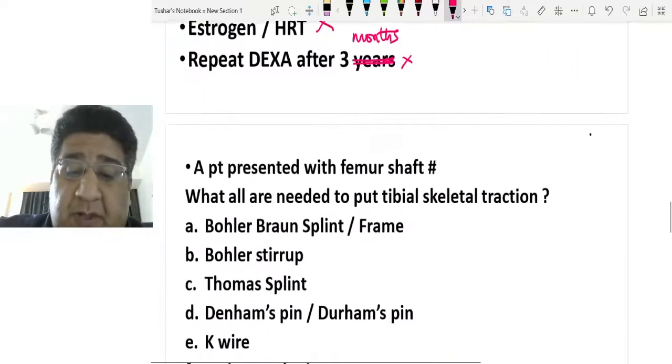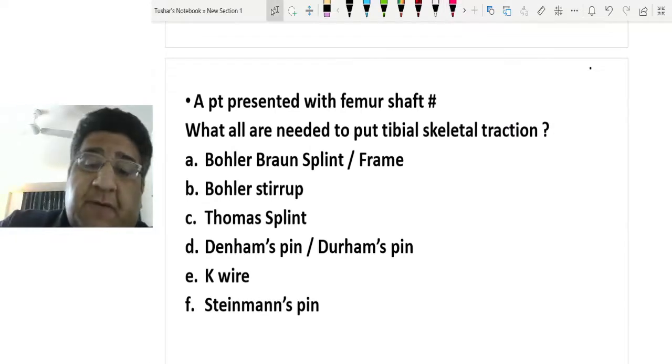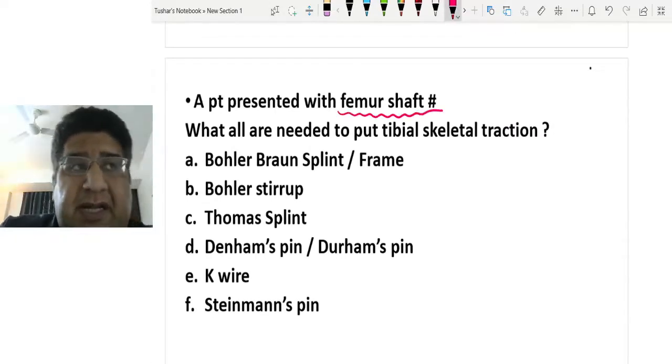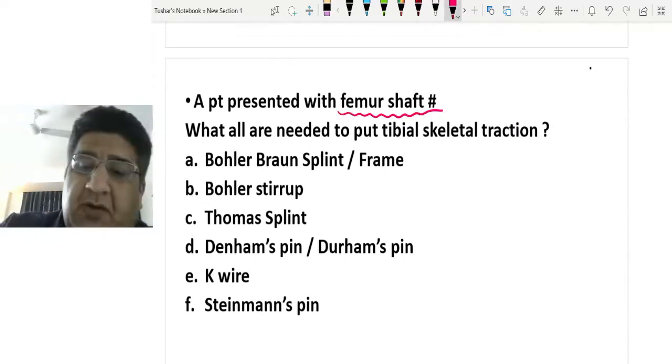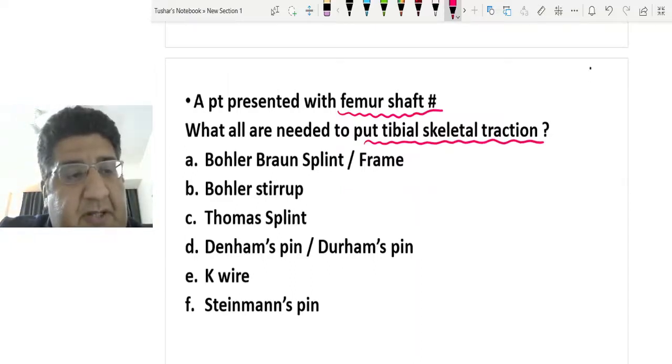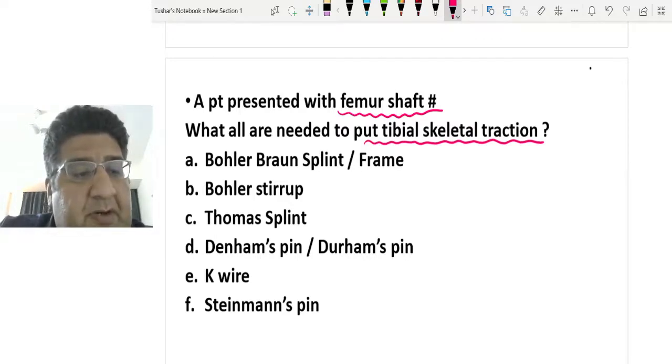Moving over to the next question. A patient presents with a femoral shaft fracture. Definitely, if there is a femoral shaft fracture, you have to put a skeletal traction in the tibia. So a patient has a fracture of the shaft of the femur, and there is a tibial traction which has to be applied. What all are needed?